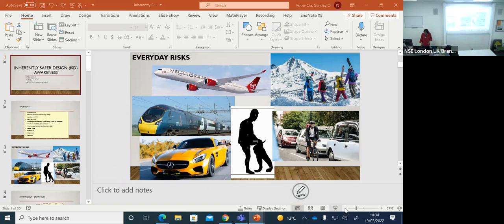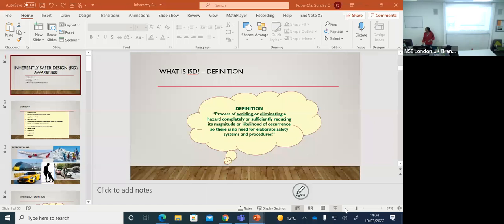So what is inherently safer design? It is defined as the process of avoiding or eliminating a hazard, completely or sufficiently reducing its magnitude or likelihood of occurrence. So just note the word avoiding or eliminating. So it's different now from us controlling or managing the risk.